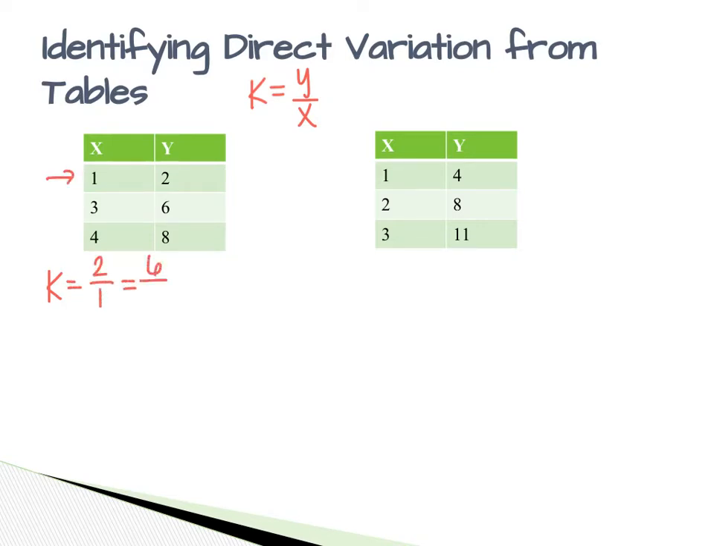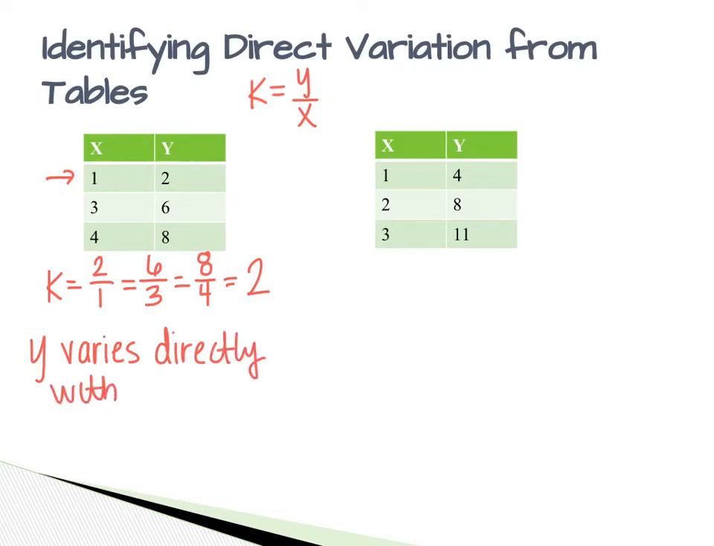The second one is going to be 6 over 3, and the third one is going to be 8 over 4. Since each of these reduces to 2, this is a direct variation. So you can say y varies directly with x, and your equation is going to be y equals, because the direct variation is y equals kx, you're going to replace that k with a 2 because that's what your k is in this problem.